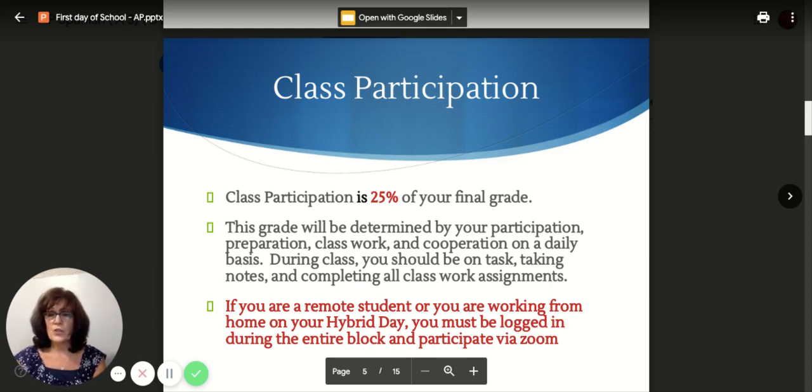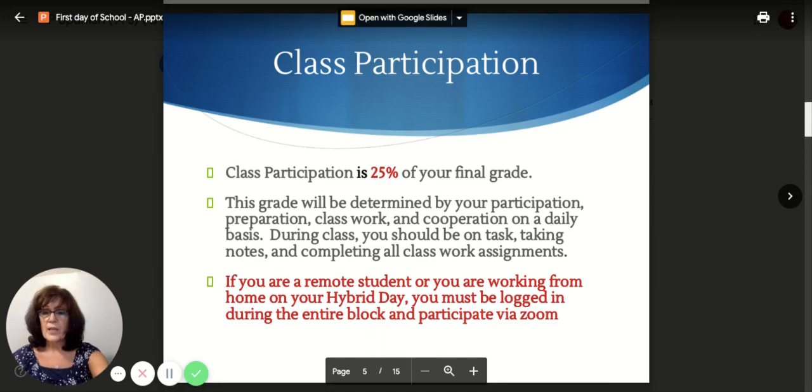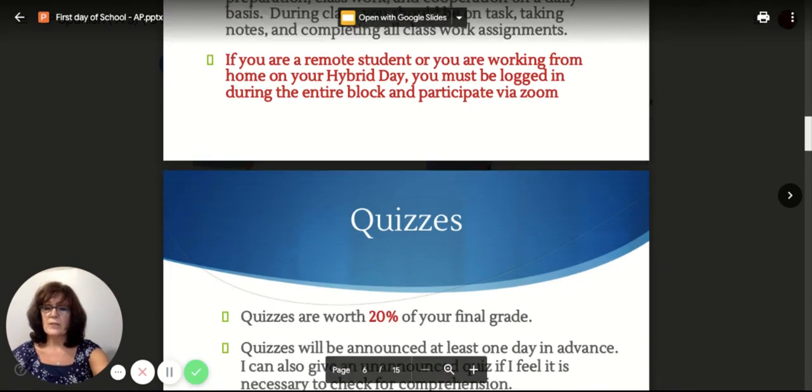Class participation is 25%. Whether they're home or in school, they need to participate. If they're at home because they're fully remote or that's their hybrid day to be at home, they need to be on Zoom. When we do Zoom discussions, they need to be visible and they need to participate. If they don't do it, it will affect their class grade because it's the same as being in class.